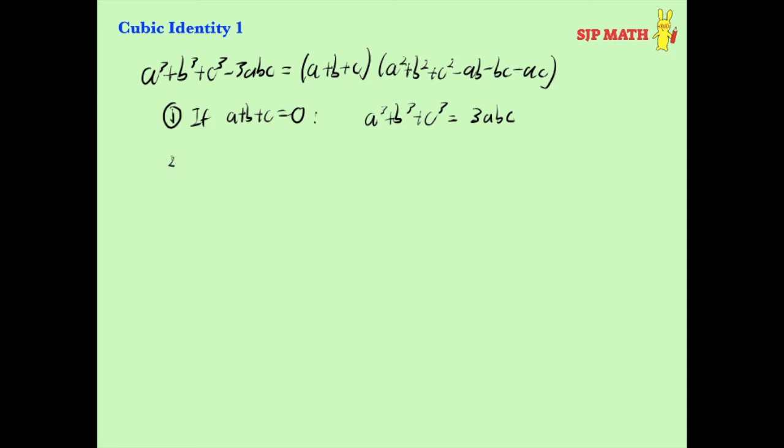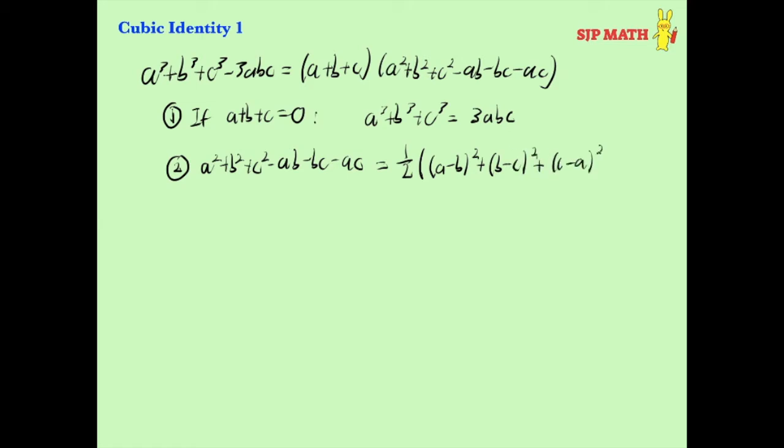Another technique, number 2, is for this expression here, a squared plus b squared plus c squared minus ab minus bc minus ac. If we factor this, we get half of (a minus b) squared plus (b minus c) squared plus (c minus a) squared. And if you expand this, you'll realize that it becomes this expression.